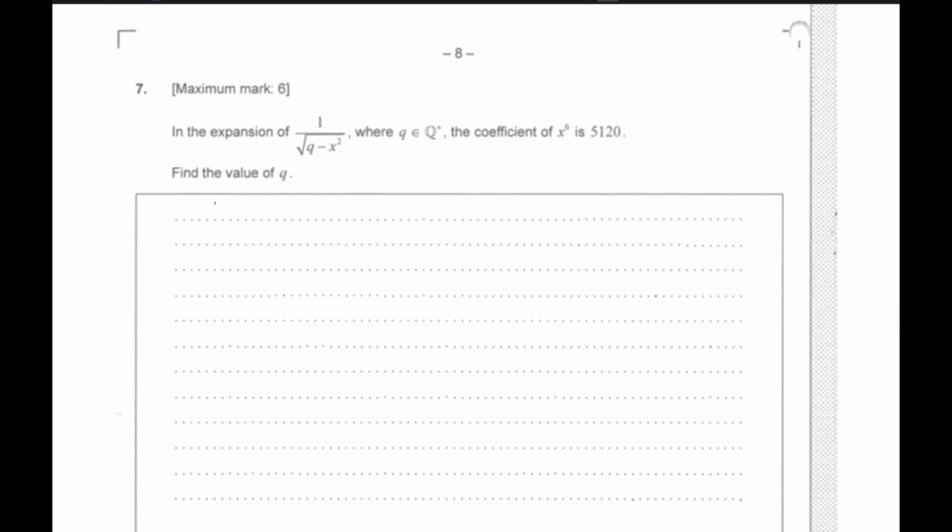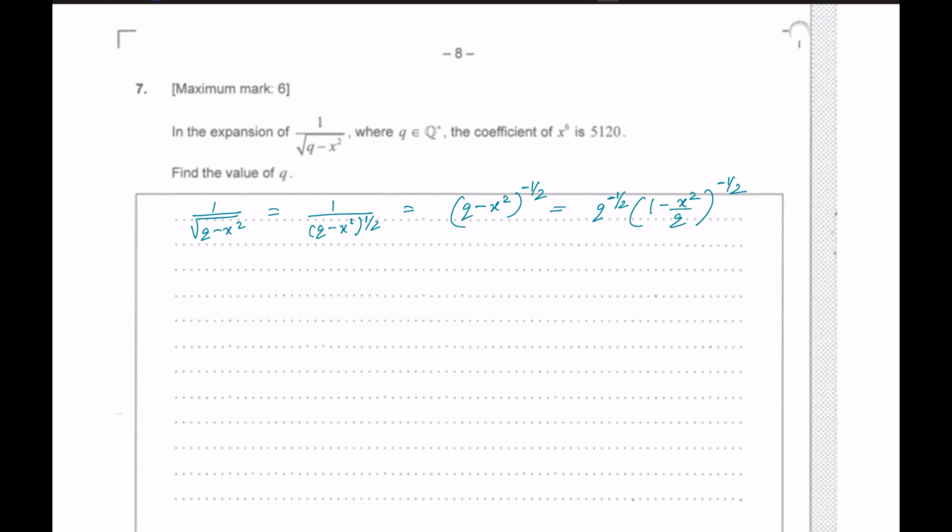So firstly, I can write 1 by root q minus x squared as 1 by q minus x squared to the power of 1 by 2. And then when I bring it to the numerator, I can write it like this. And then I can take q common to generate a 1 before x squared. So if I take q common, it's q minus 1 by 2, 1 minus x squared over q to the power of negative 1 over 2. Fine. Now 1 minus x squared by q to the power of 1 over 2.